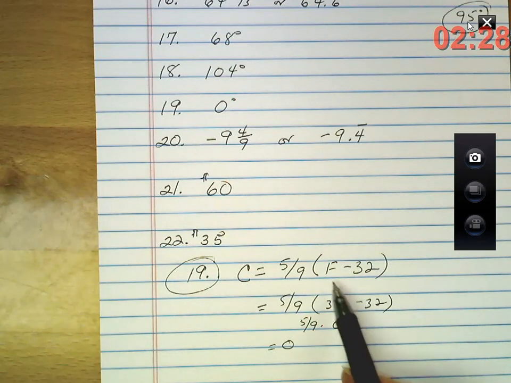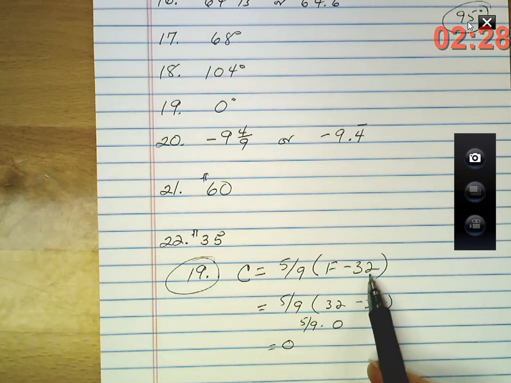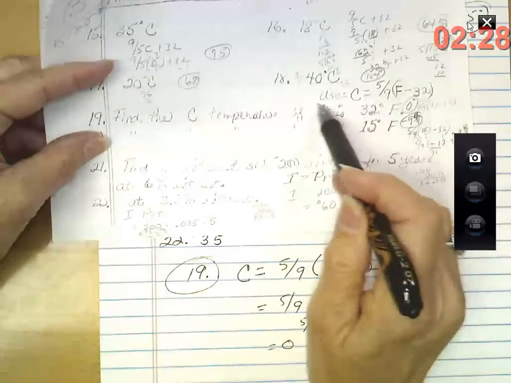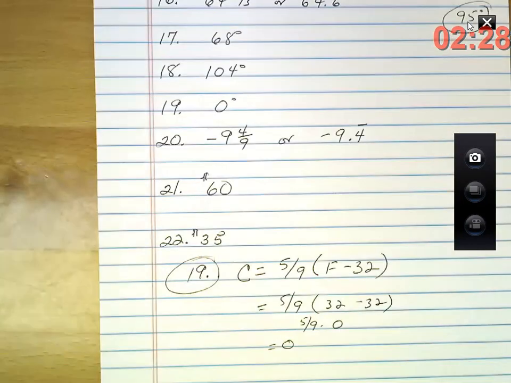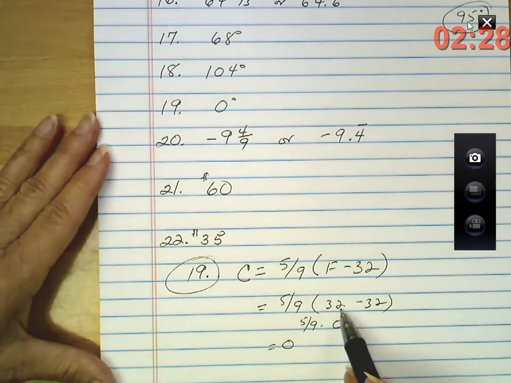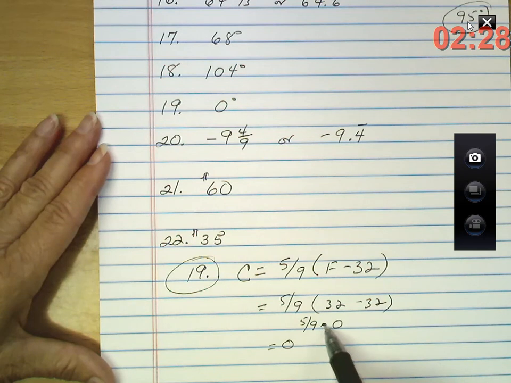See, when you use this formula, you may or may not have seen that part where it says use that one right there. Okay. You can also use the other one. It'll work, but it's harder. But when you put 32 in place of the Fahrenheit, that's a 0. So 5 ninths times 0 is 0.